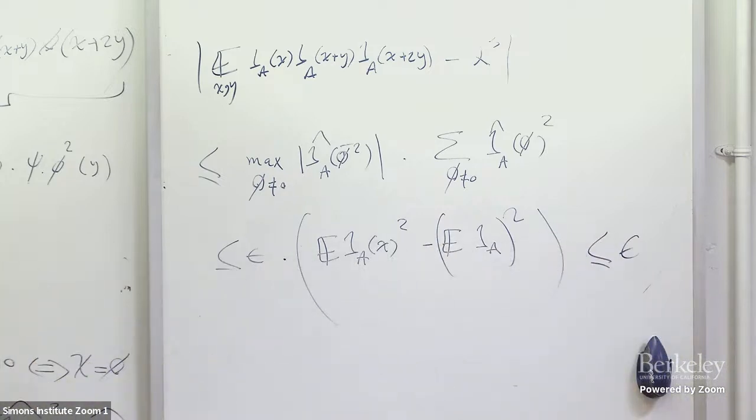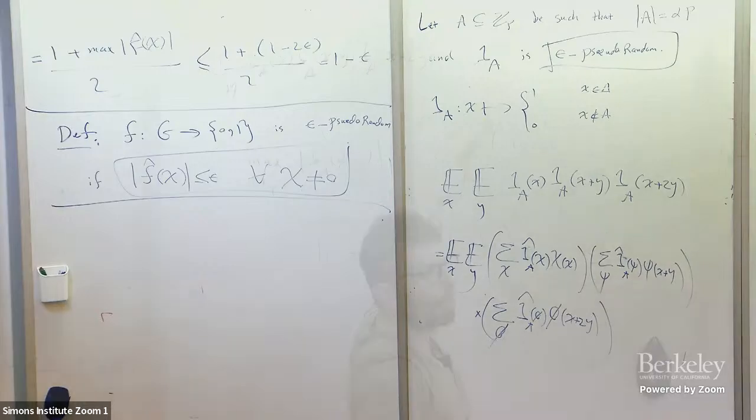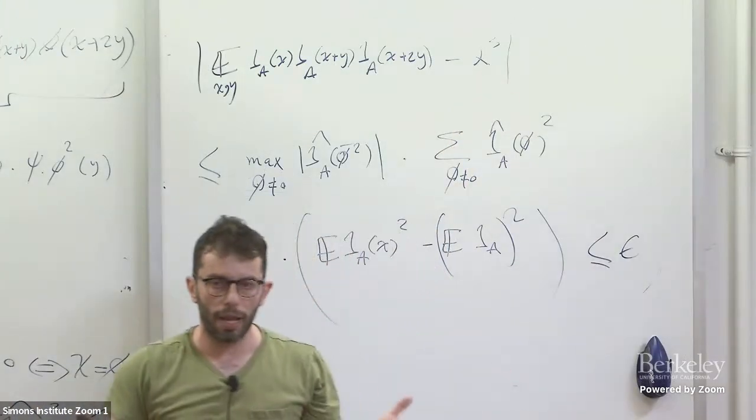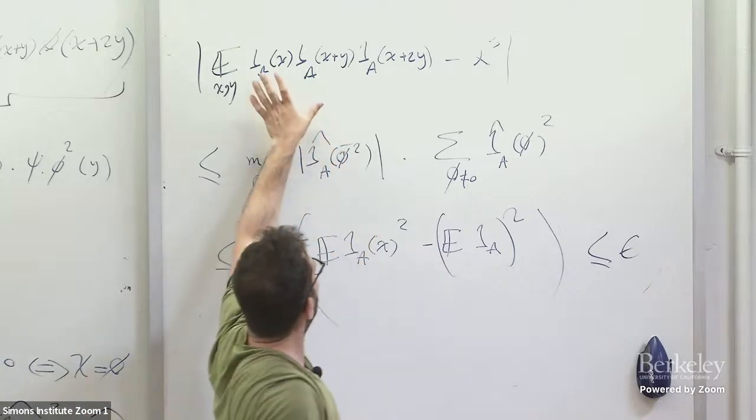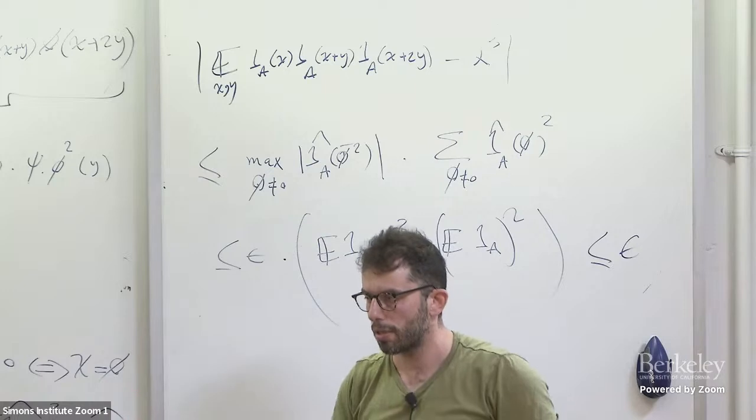Okay. So what does this show us? It shows that if the set is random looking, then the number of three-term arithmetic progressions is close to what you see for a random set, right? If A was a completely random set of density alpha, then this expectation would be around alpha cubed, and you get this thing too.